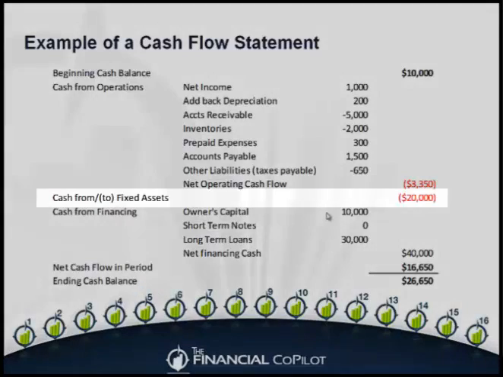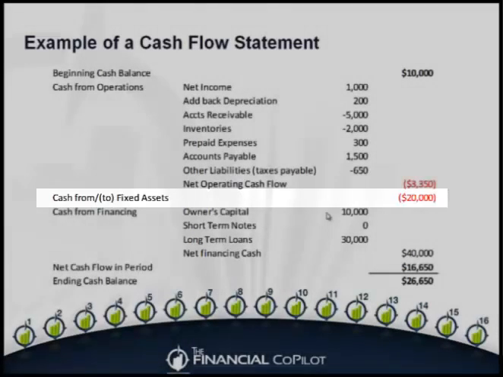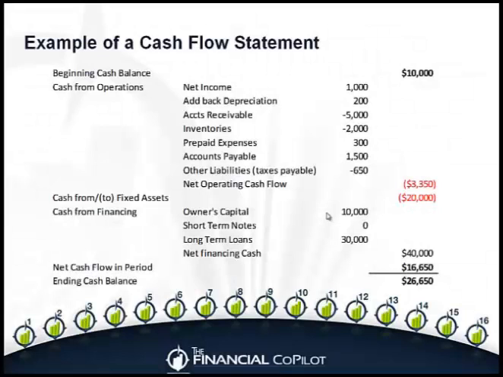So if you notice, the next section is the cash to or from fixed assets. And in the cash to or from fixed assets, we have a negative $20,000. Again, negative means cash out of pocket. So this is saying that you bought something that's a fixed asset that was worth $20,000. That could be a truck, that could be a piece of furniture, that could be something that your business bought.